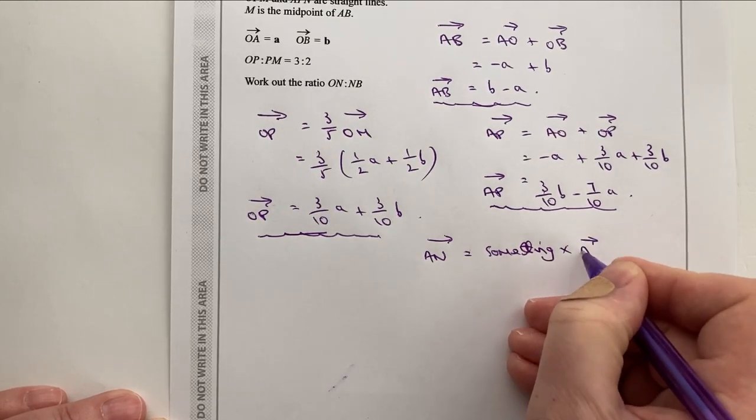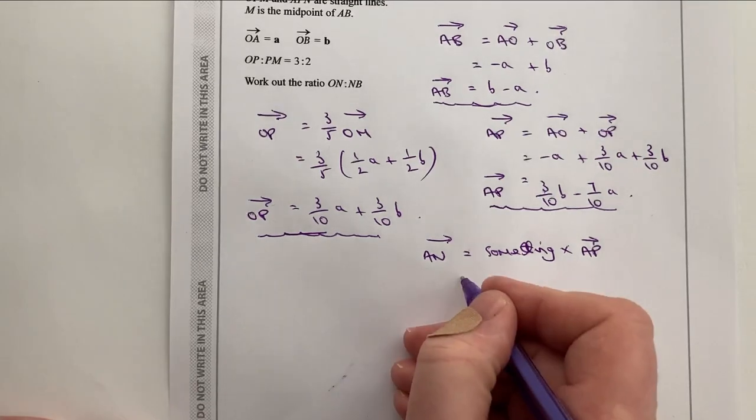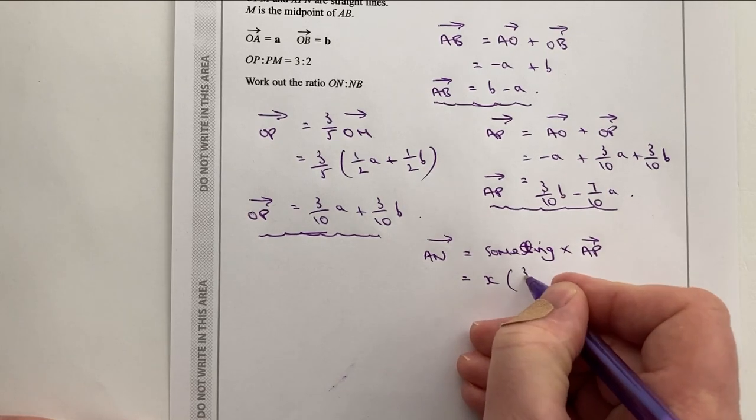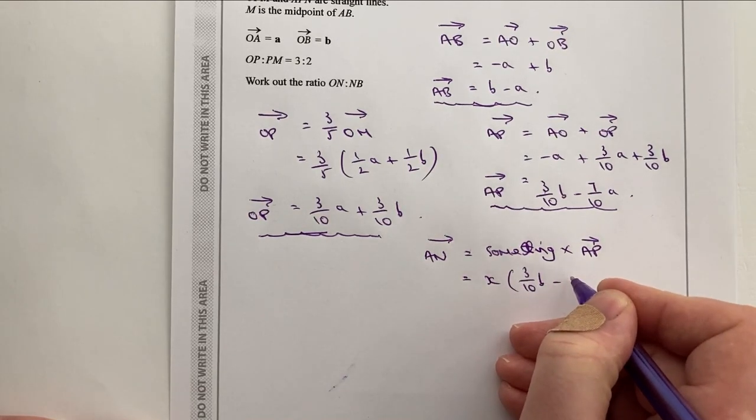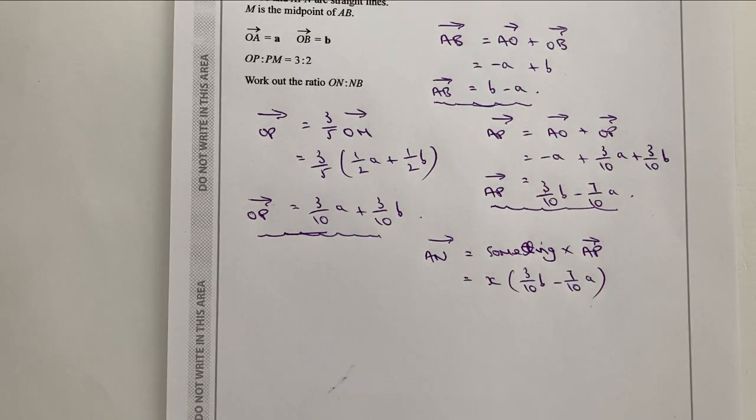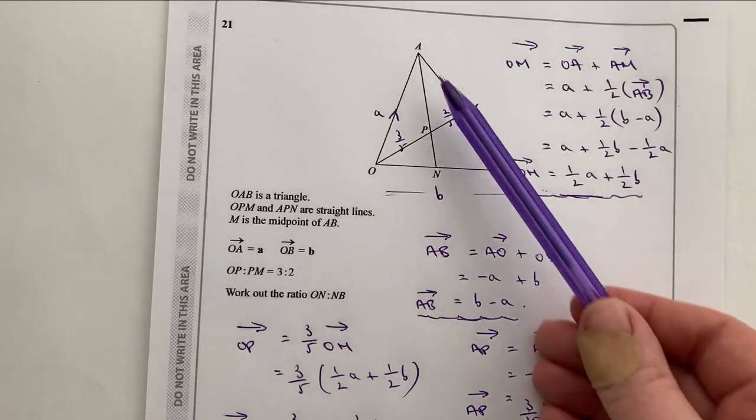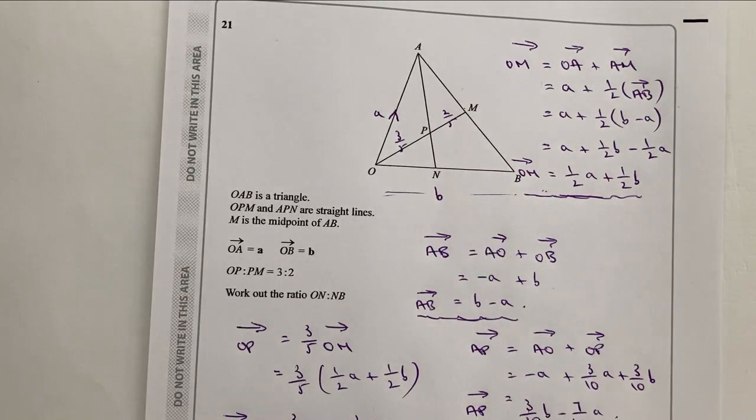Vector AN equals something times vector AP. That something is going to be X, and AP, as I've written it above, is 3/10 of B minus 7/10 of A. So that's going to equal X multiplied by 3/10 of B minus 7/10 of A. So that's vector AN. However, we know that if we want to go A to N, we can say AN equals something times AP. But we've got also another trick up our sleeve.